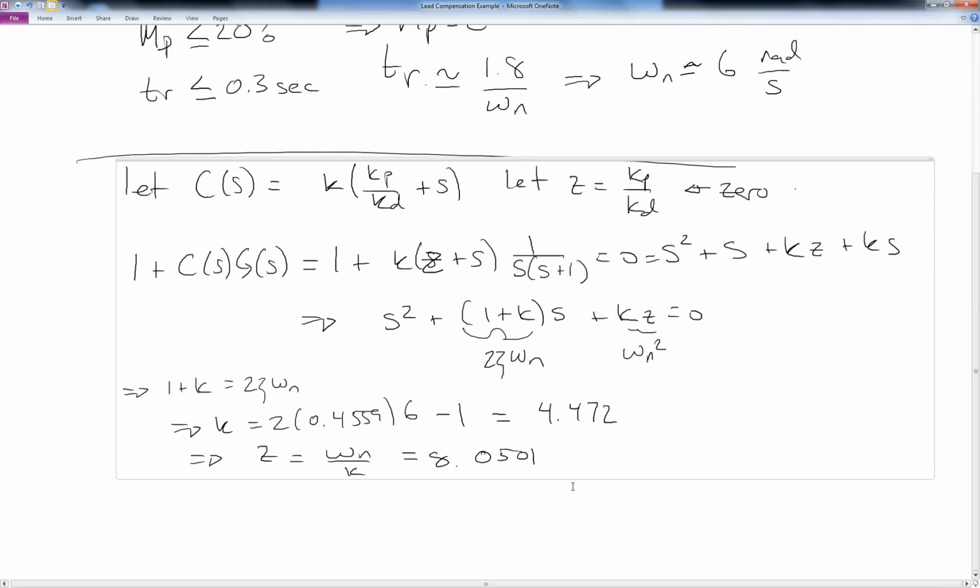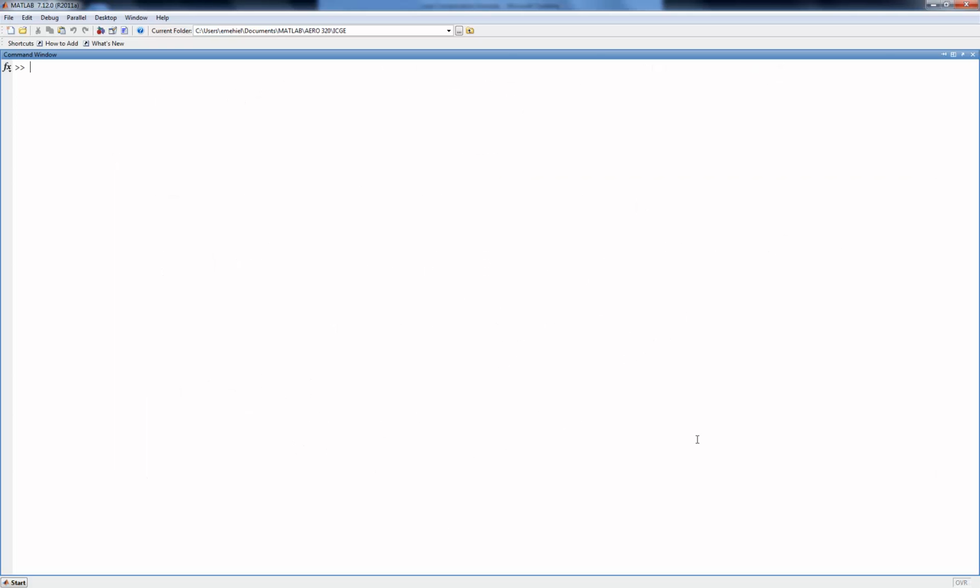Let's go ahead and verify these results in MATLAB, and then actually add a lead compensator as opposed to a PD controller, and see how the performance of the system changes. Let's start our analysis in MATLAB by first defining the transfer function of the open loop using a tf object, with numerator 1 and denominator [1, 1, 0].